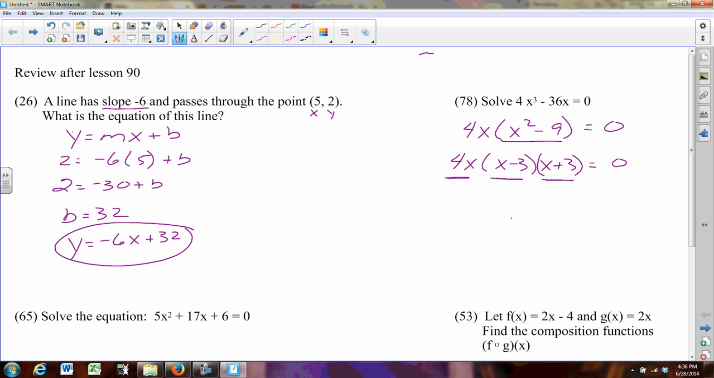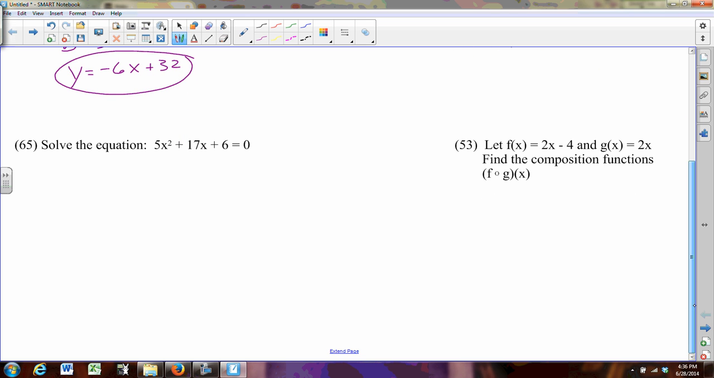How do I make this first term 0? I put in a 0. How do I make this second term 0? I put in a 3. This third term 0, -3. So those are the 3 solutions to that problem.